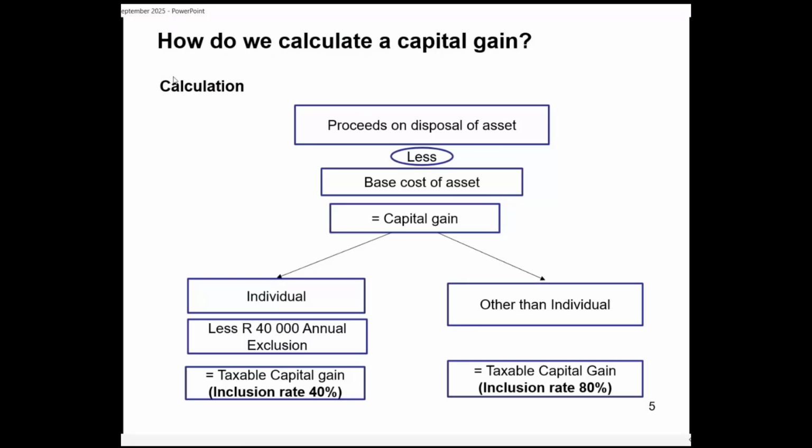So how do we calculate the capital gain? We start with the proceeds on disposal of the asset, less base cost, and you get the capital gain. For an individual, the annual exclusion is 40,000, and the taxable gain inclusion rate is 40%. For other than individuals, the taxable gain inclusion rate is 80%. We'll do examples, and it will be clearer on the example.